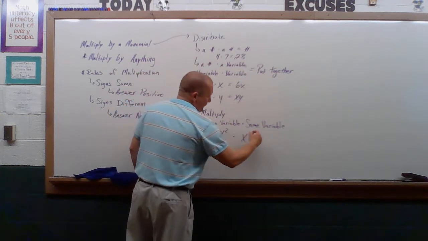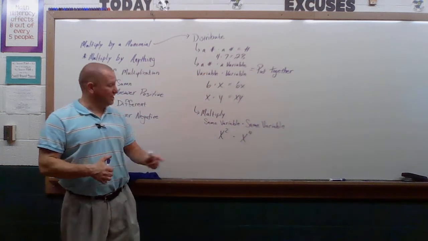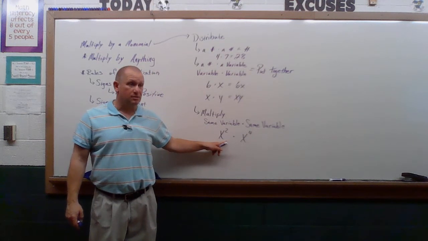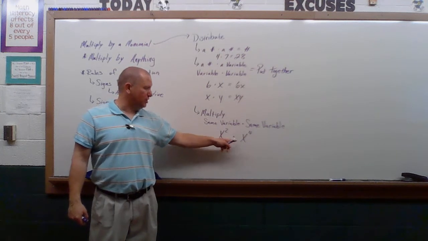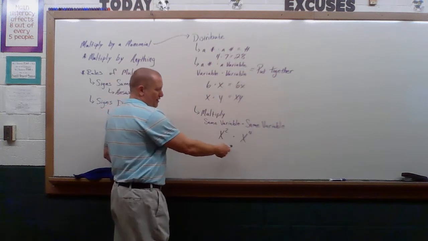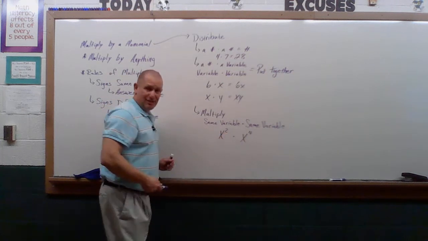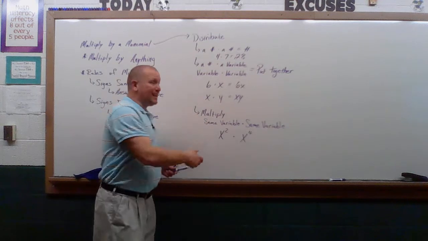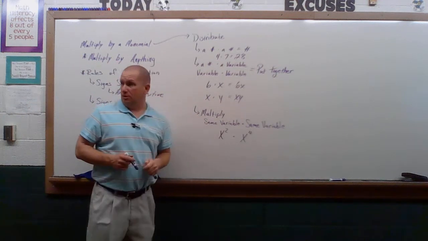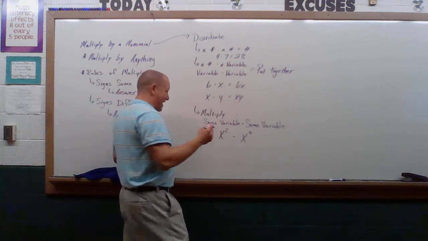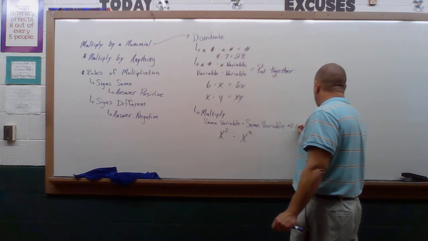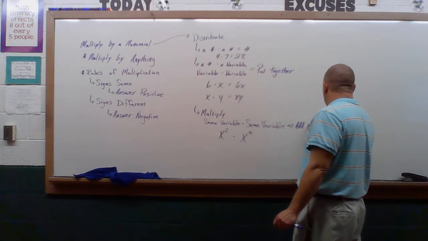If I was doing this in addition or subtraction, could I add these two things together? Can I add x squared plus x to the 4th? No, I can't bring them together. This is a black cow and this is a brown cow, so I can't add those together. But in multiplication, I can multiply anything together. So what do I actually do? Add the exponents. Same variable times same variable, add the exponents.